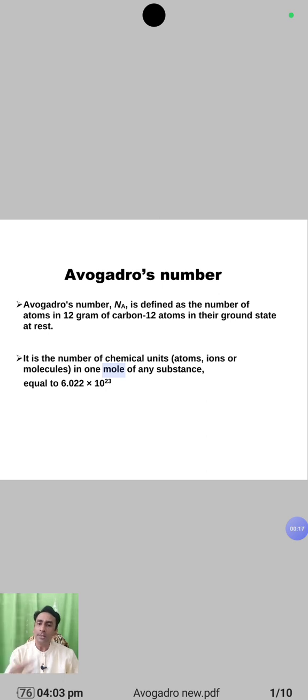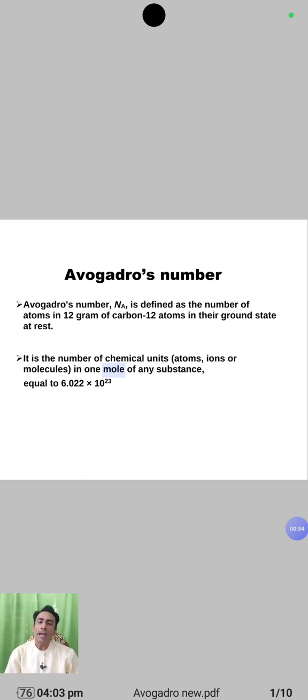Avogadro's number is the number of atoms in 12 grams of C12 isotope. If you take a 12 gram sample of C12 isotope, the number of atoms in that 12 grams is equal to Avogadro's number.